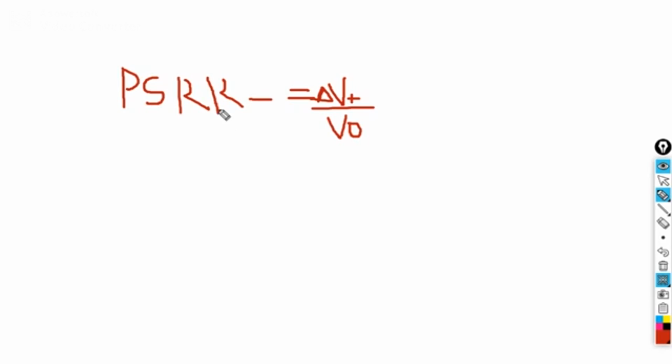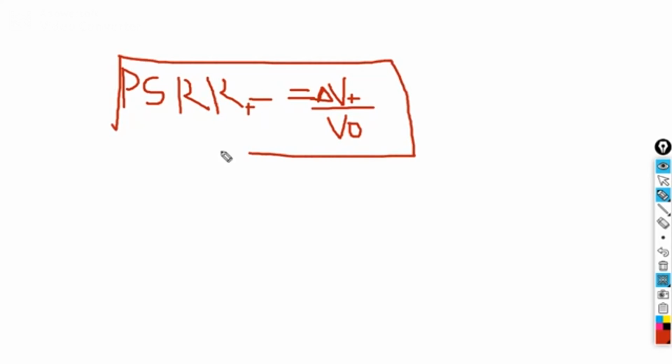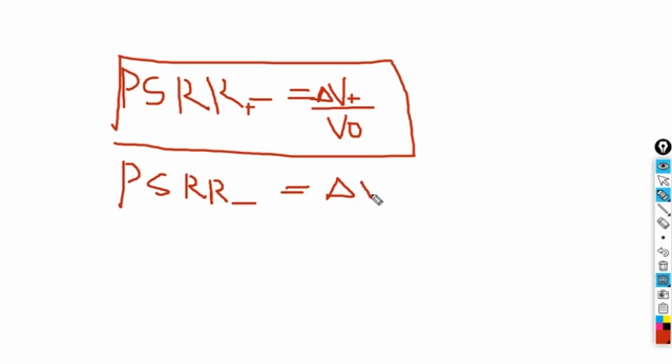Then the power supply rejection ratio for positive power supply variation. We are using two power supplies for the operational amplifier. This is called the power supply rejection ratio. Similarly, power supply rejection ratio for negative variation in the power supply is the variation in the negative power supply and the output. So this is one more parameter, and the last parameter is called drift and offset.